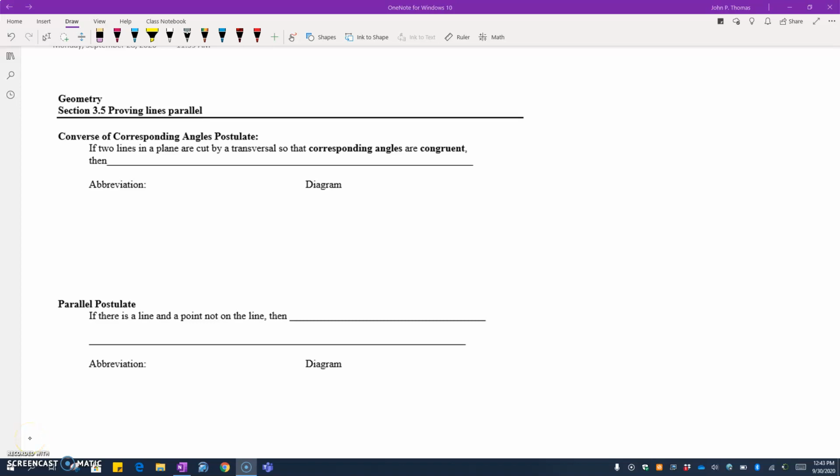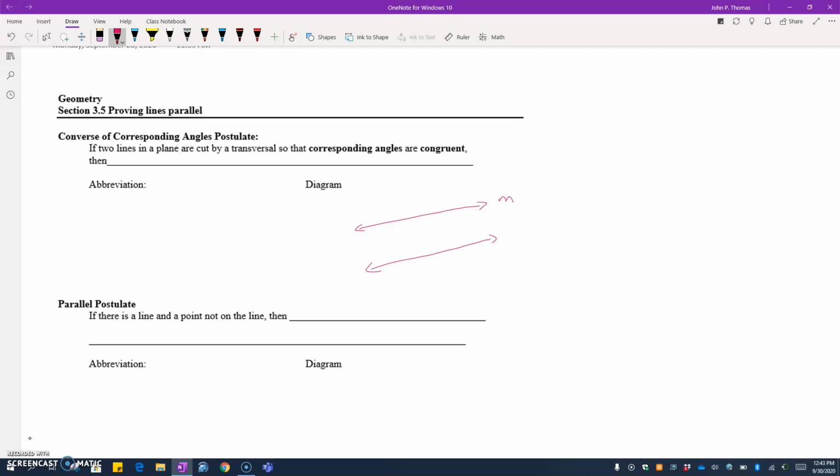Okay, let's take a look at 3.5. So in 3.5, we're going to change what we've been doing, kind of in reverse. Up to this point, we've always been using the fact that two lines are parallel to prove information about a particular pair of angles, whether they're alternate interior, alternate exterior, consecutive, or corresponding. Each of those we had a relationship that we built over the last few sections. So what we're going to do now is change the game and use information about angles to prove something about the two lines themselves.